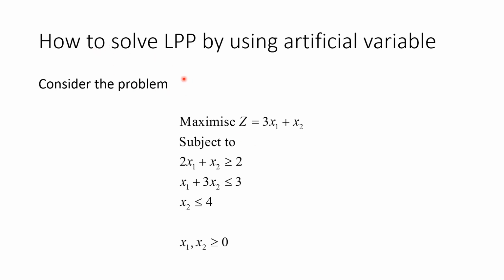So how do we solve an LPP by using the artificial variable technique? Let's check one example. Here we have: maximize z = 3x1 - x2 subject to the conditions 2x1 + x2 greater than or equal to 2, x1 + 3x2 less than or equal to 3, x2 less than or equal to 4, and non-negative restrictions x1, x2 greater than or equal to 0.